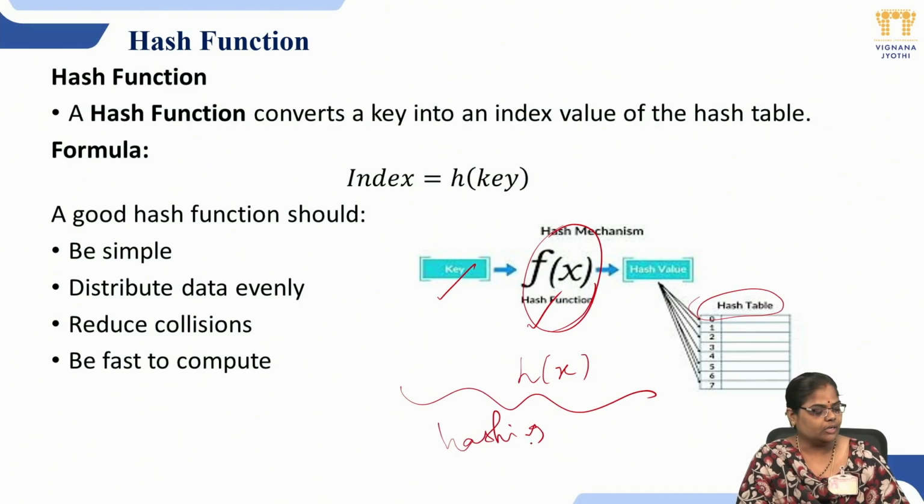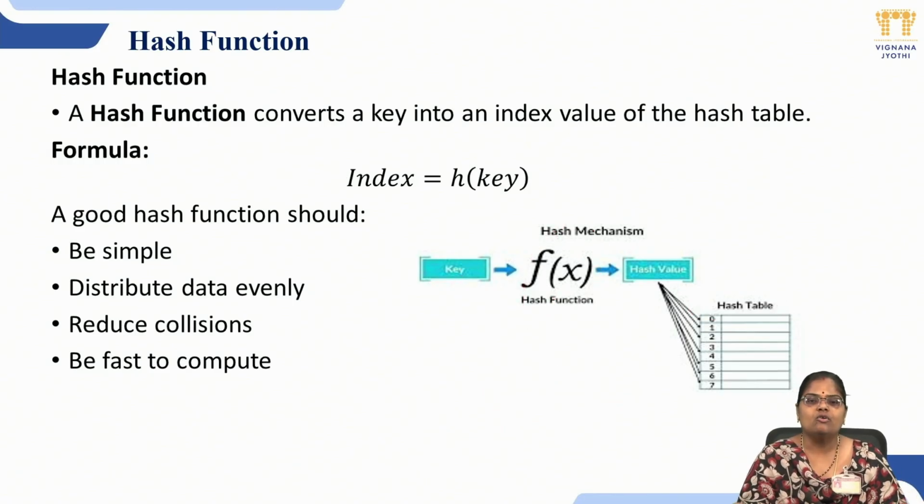Proceeding further, a good hash function should be very simple. It should distribute the data or the keys evenly. It should reduce collisions, and it should be very fast to compute. In hashing, the procedure goes like this. The key is given as an input to a hash function, and the hash function will produce an index, which we call a hash value or a normal index, which acts as an index mapping into a hash table where the actual key is stored.